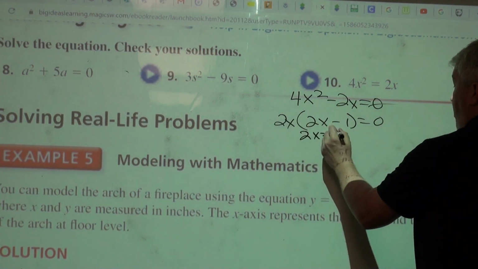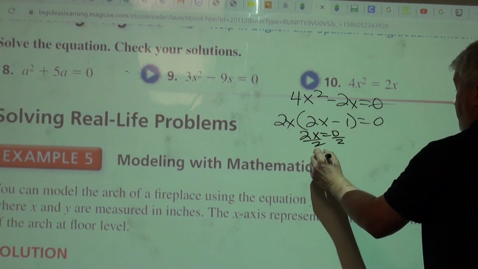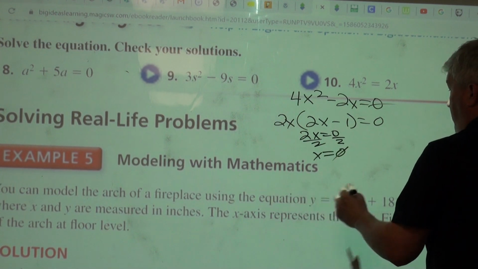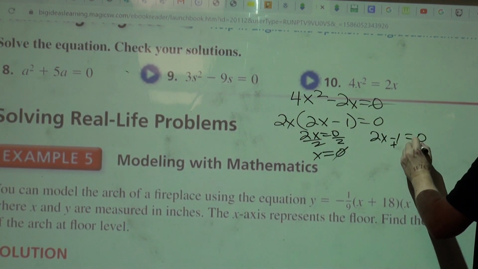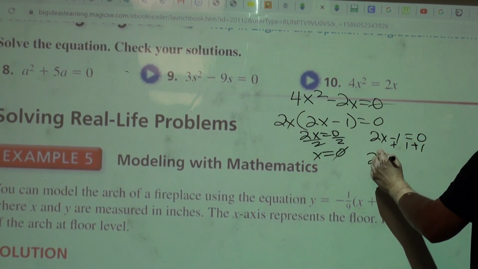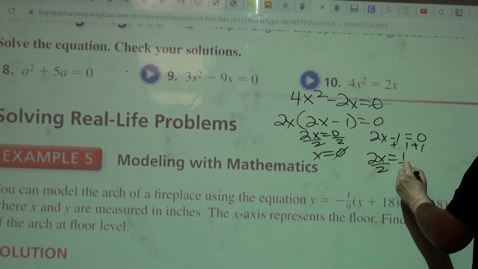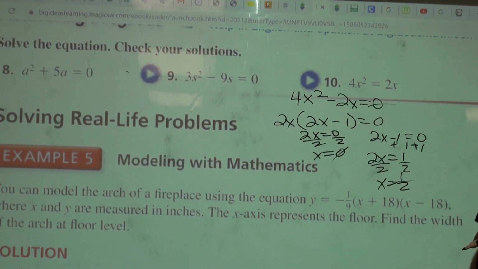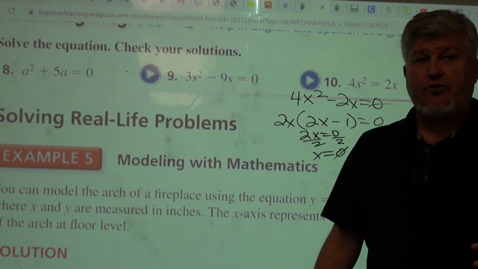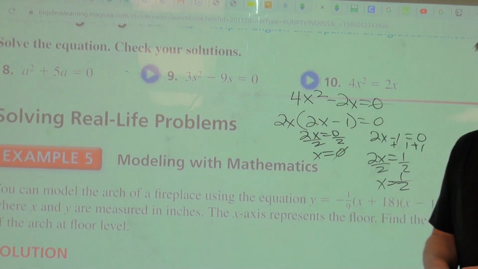2x equals 0, divide by 2, x equals 0, or 2x minus 1 equals 0, add 1, 2x equals 1, divide by 2, x equals 1/2. Okay, so your two possible answers for number 10 are 0 and 1/2.